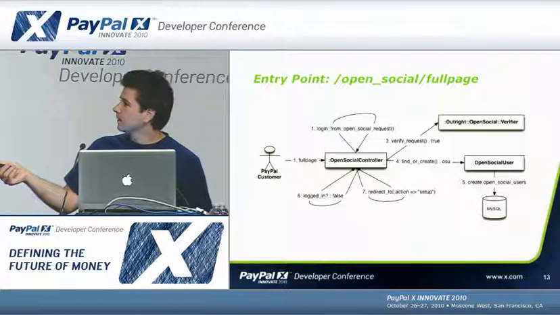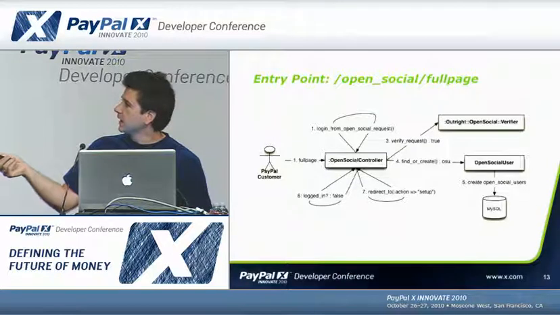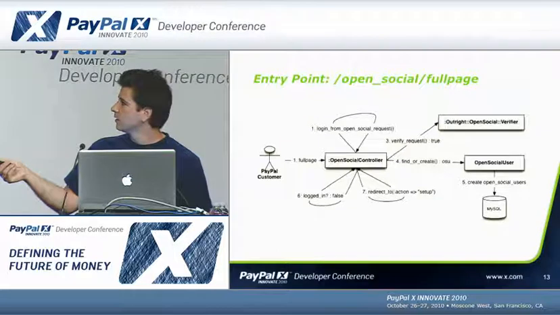So a PayPal customer comes in and he gives a full page. Okay, we immediately then go and say, hey, we need to log in from this request. Okay, we go and we say, we need to verify this request is from PayPal, and that we're not doing a replay attack or any of these other types of attacks that hackers can do. Then what we do is we look for the OpenSocial user. Okay? In this case, we're creating it. It doesn't exist, so it's the first time it came in. So we're going to create this OpenSocial user, and it doesn't point to a user.